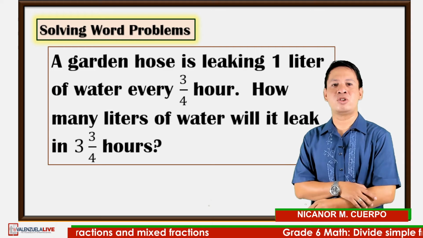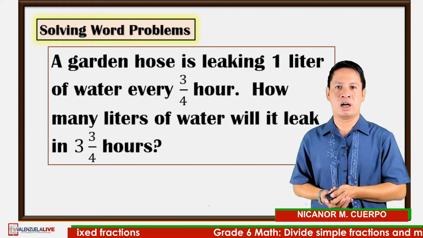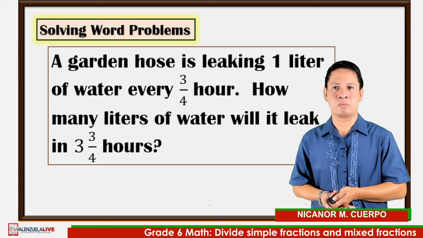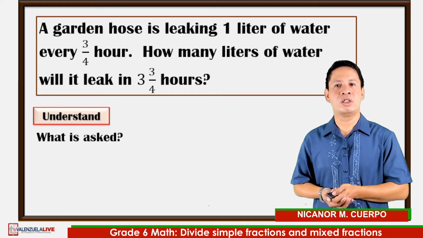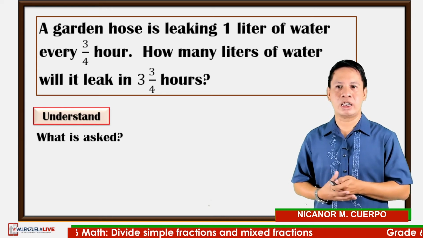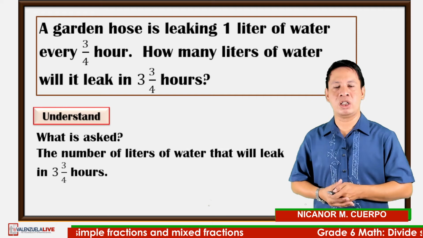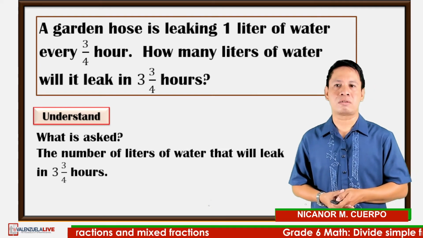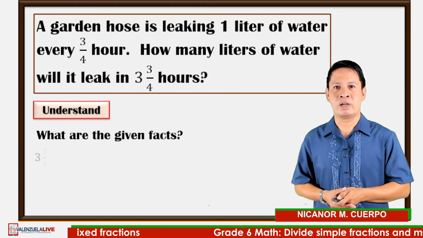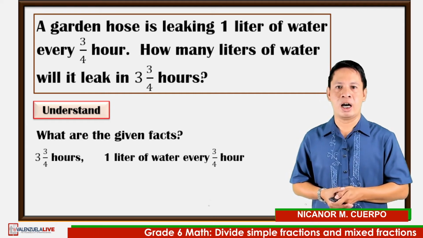Now, let us try to solve this problem. A garden hose is leaking 1 liter of water every 3/4 hour. How many liters of water will it leak in 3 3/4 hours? So the first thing to do is to understand the problem by identifying what is being asked. So what is being asked in the problem? Correct. The number of liters of water that will leak in 3 3/4 hours. Then, what are the given facts? Correct. 3 3/4 hours and 1 liter of water every 3/4 hour.